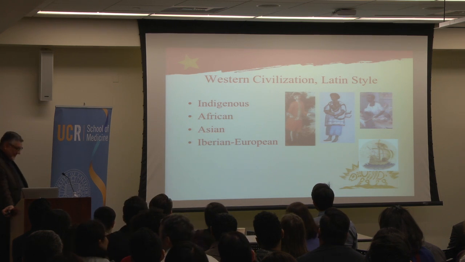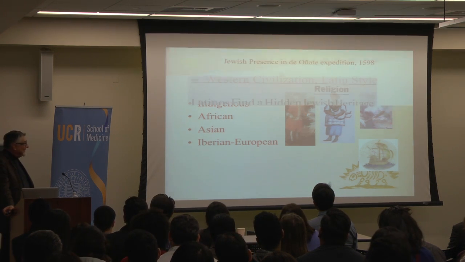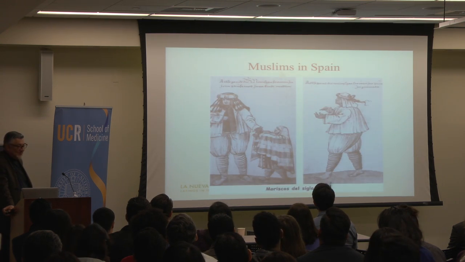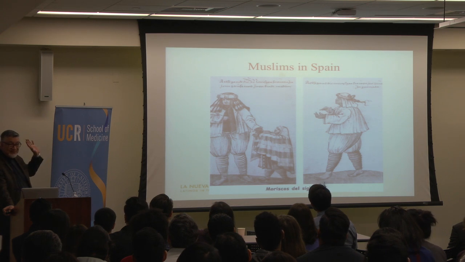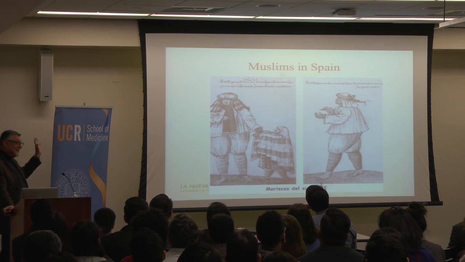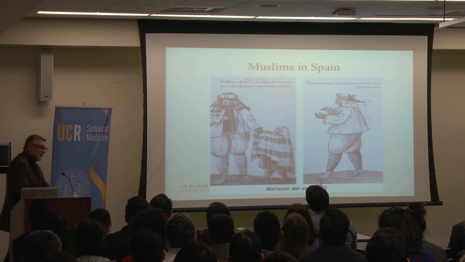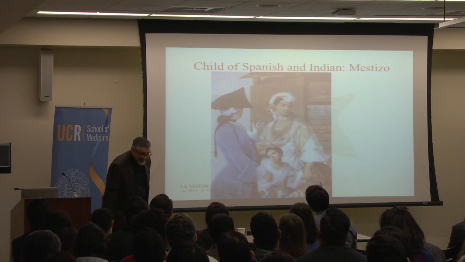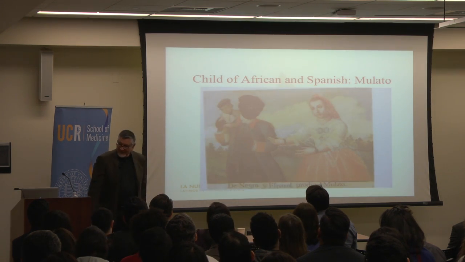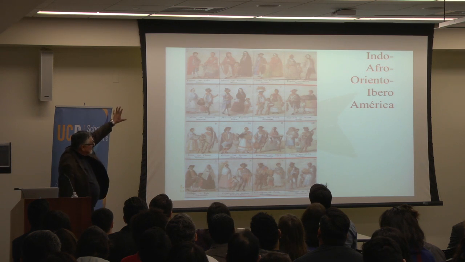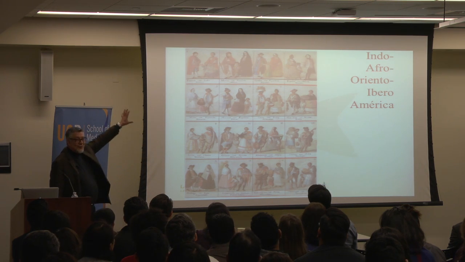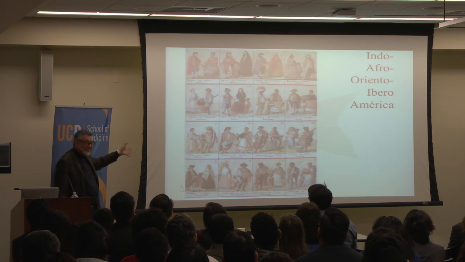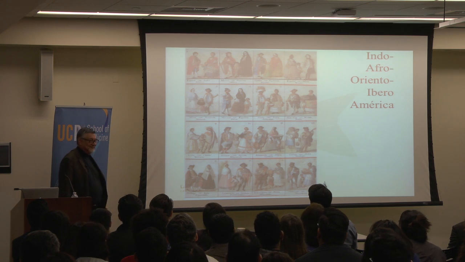And you get Iberian Europeans, which tended to have a healthy representation of Jewish and of Muslim. You can remember both Jews and the Muslims were kicked out of Spain in 1492, and a lot of them found refuge in the Western Hemisphere. So stir this all around for 500 years, and you get mestizos, and you get mulattos. And in fact, the colonial Spanish had 16 different categories to put you in, depending on what proportion of Indo, Afro, Oriento, Ibero you might happen to be.